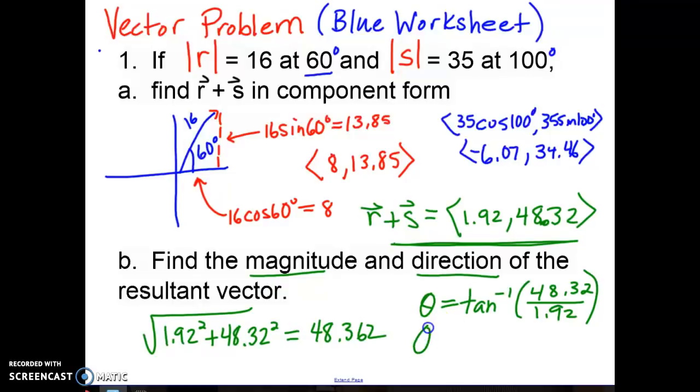So if I find this angle, it's 87.72 degrees north of east. That's how we're going to describe it. And there's more than one way to describe your direction, which makes sense because we're in quadrant 1, north of east.